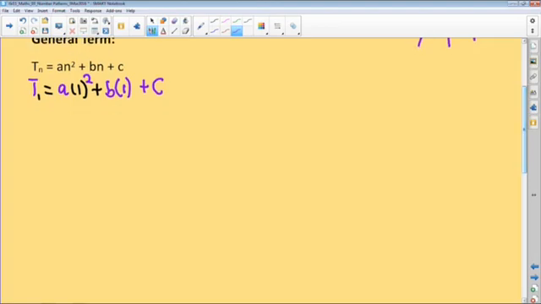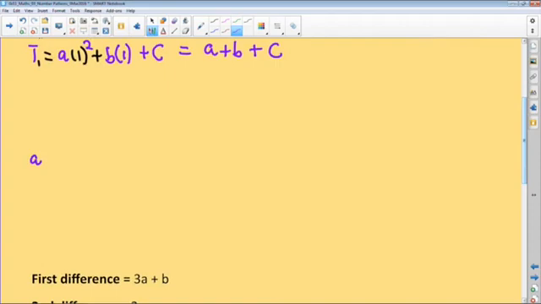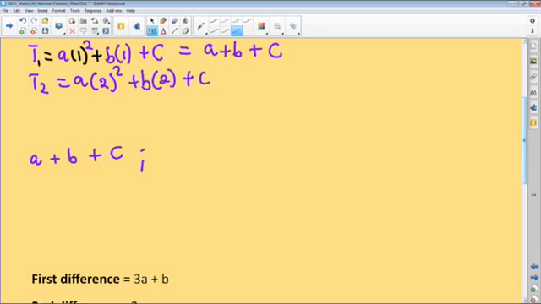Okay, so it's a plus b plus c. All right, that's our first term. I'm just going to write it down here. That's a plus b plus c. That's our term 1. For term 2, we'll have in the general term a(2) squared plus b(2) plus c. Now what do we get? We get 4a plus 2b plus c.